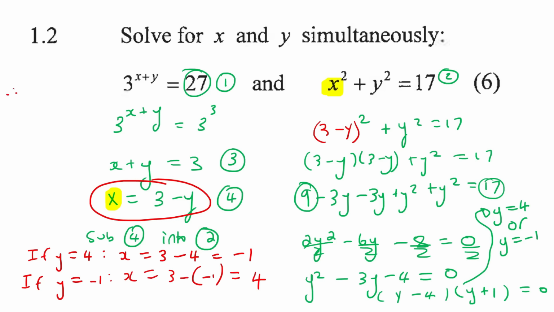And so therefore the final answers will be that x is equal to minus 1, x is equal to 4, y is equal to minus 1, and y is equal to 4.